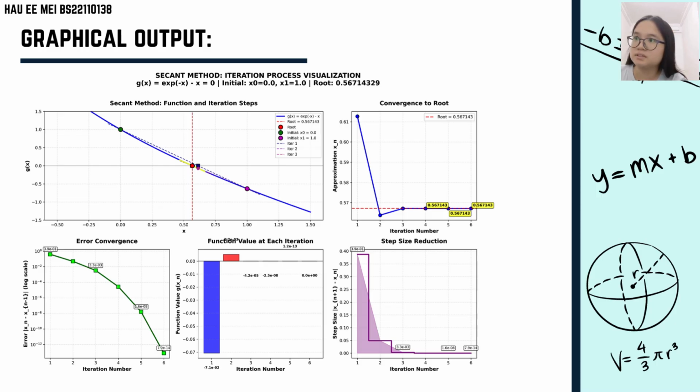In the graph of the secant method function and iteration steps, you can see that the exact root is 0.567143. In the convergence-to-root graph, we can see the approximate root against the iteration number, which reaches 0.567143 after 6 iterations, and the error also converges after 6 iterations. And also the function value at each iteration and the step size reduction.